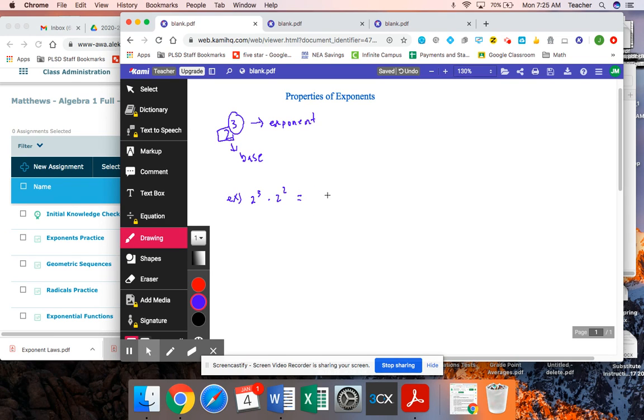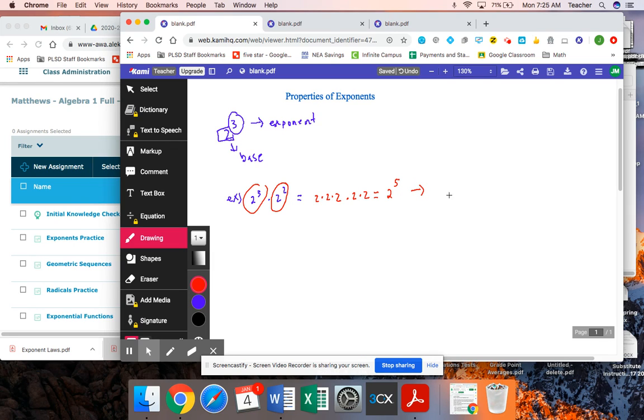Well, if I were to do it the long way, 2 to the third is 2 times 2 times 2. And then if I had another set of exponents, I would still be multiplying, and I'm going to have 2 times 2. So when I write it all out, I get this. Well, really, how many 2's do I have? I have a base of 2, and how many 2's? 1, 2, 3, 4, 5. So I actually have 2 to the fifth.